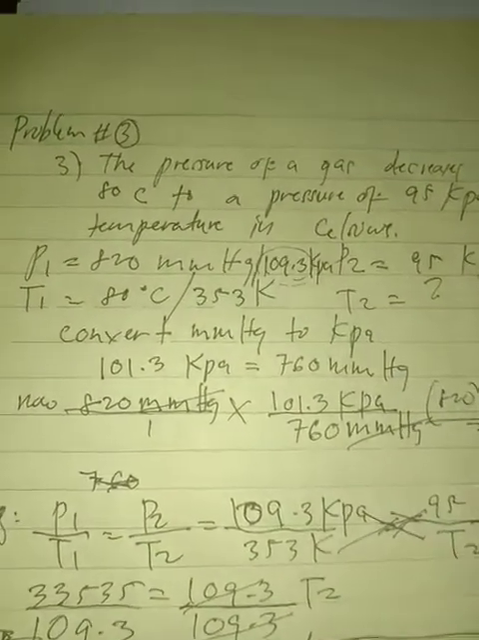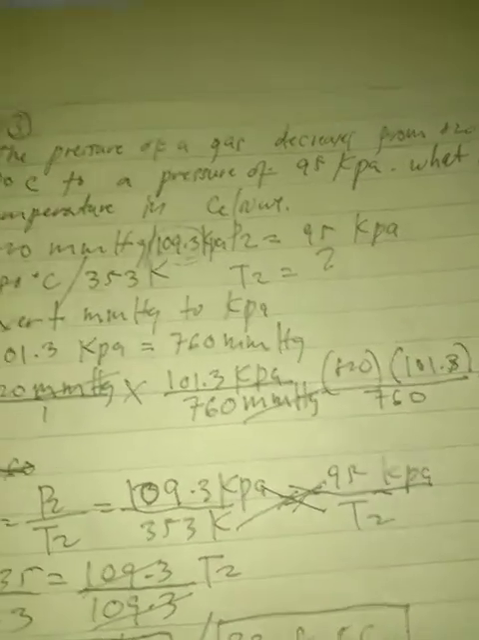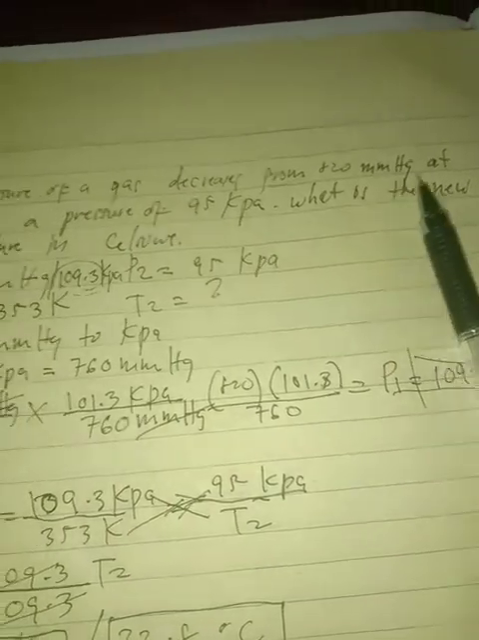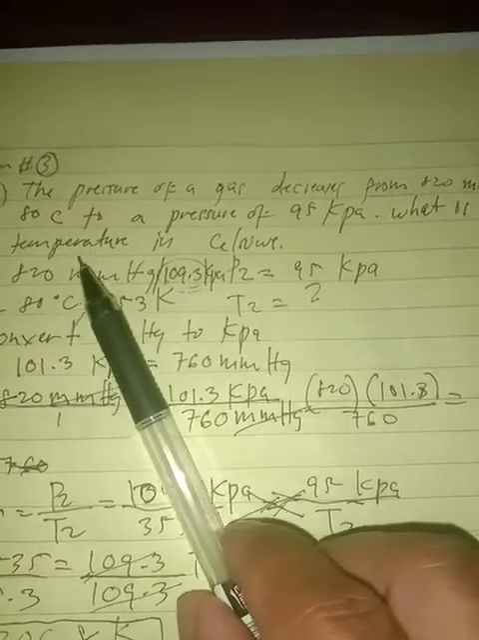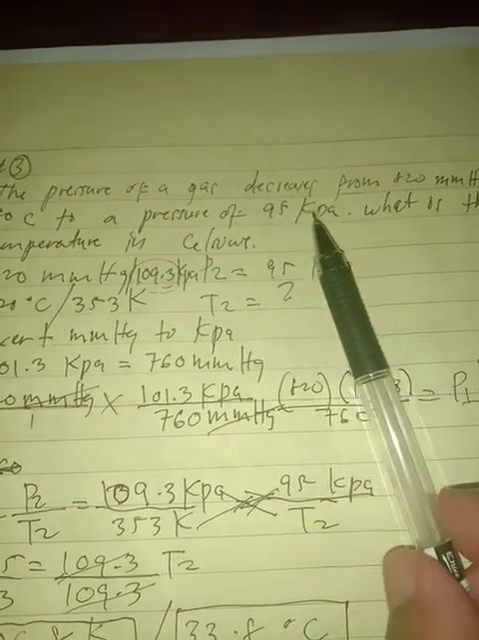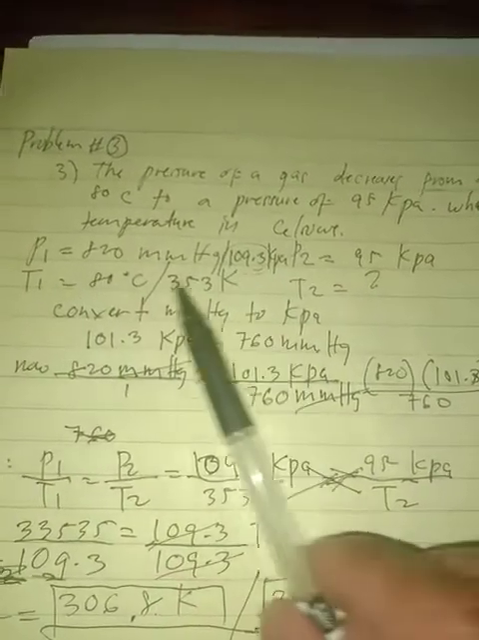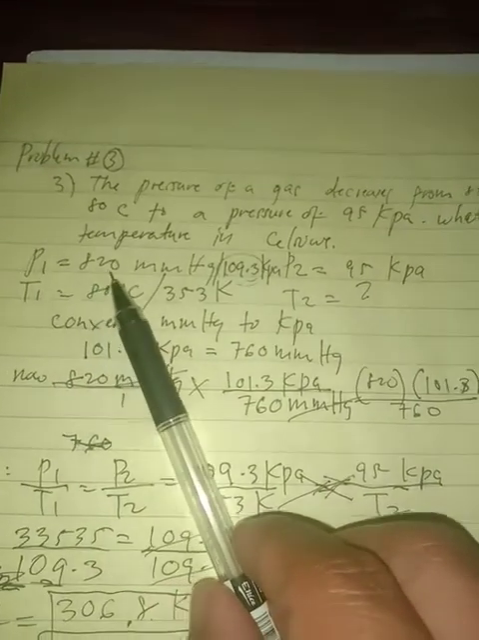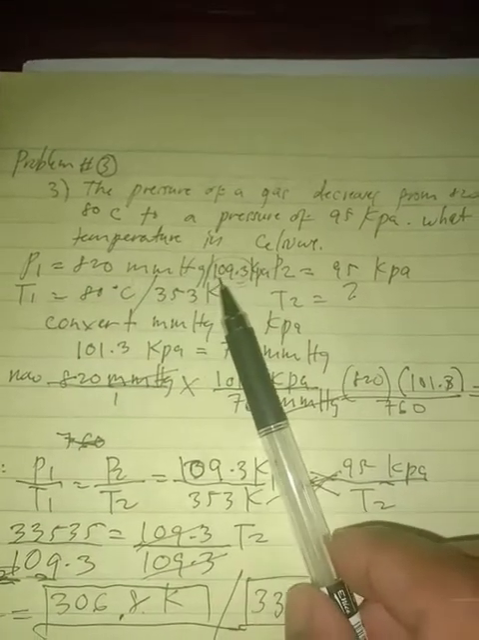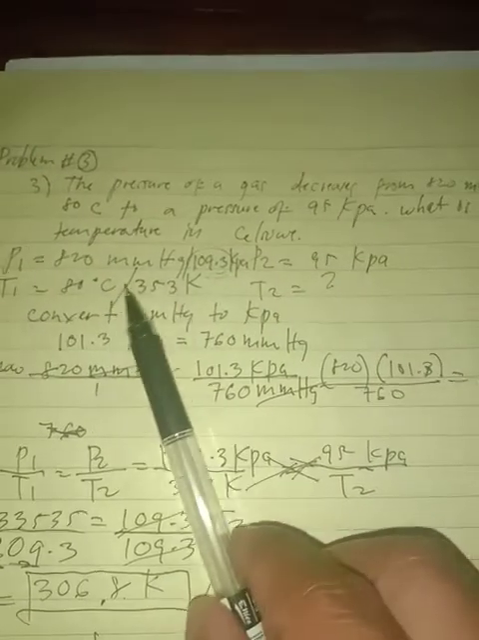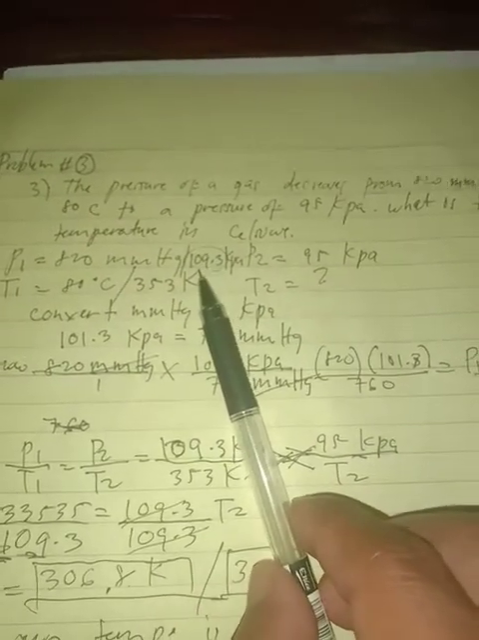So let's start. The pressure of a gas decreases from 820 mmHg at 80 Celsius to a pressure of 95 kPa. What is the new temperature in Celsius? So now we're going to write it down. The P1 is 820 mmHg.